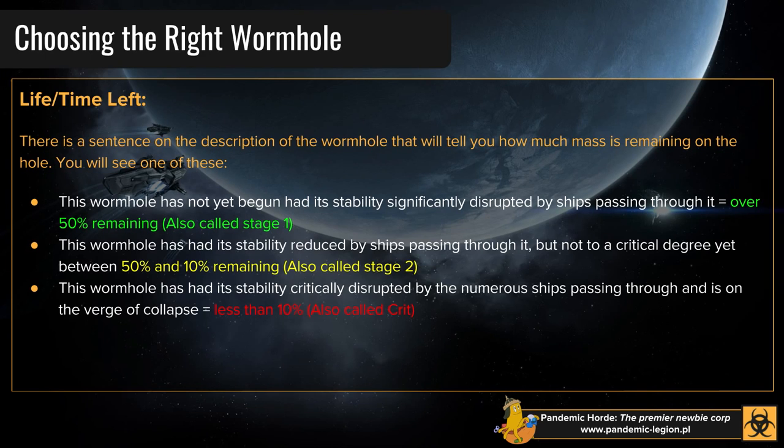So even if it's a 3 billion hole, critical means that it only has 300 million left on it. If it's a 3 billion hole and it is in that 10 to 50% range, we don't know if it's between 300 million or 1.5 billion. So that's another thing that we can't really take because we're not sure how much mass is left on it. Over 50% is really the only thing that we can take for whaling because that's the only thing that will give us enough mass for the fleet.